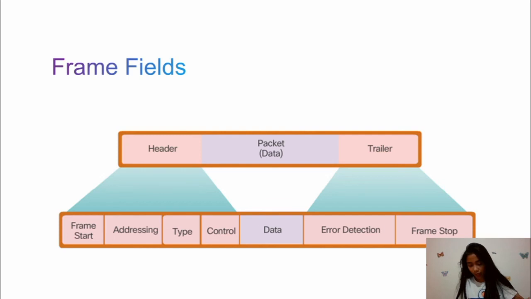So for the error detection, these frame fields are used for error detection and are included after the data to form the trailer. And the frame stop is the end limit of the frame.